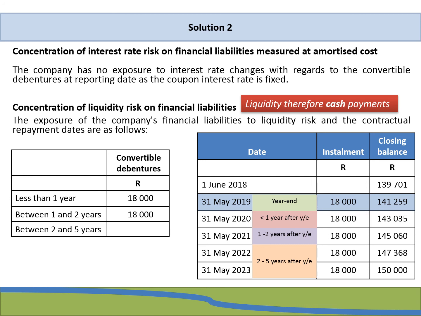The total cash outflows for this period will be the 18,000 Rand from 31 May 2022, and the 18,000 Rand from 31 May 2023. But don't forget, on 31 May 2023, the debentures could be redeemed in cash for 150,000, and that 150,000 is also a potential cash outflow, which means we need to include it. And that gives us a total amount of 186,000 Rand for the period between 2 and 5 years after year end.